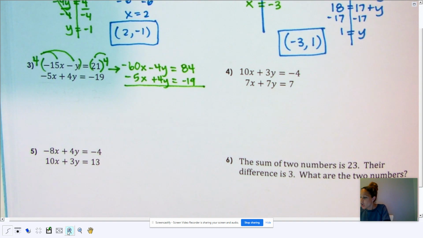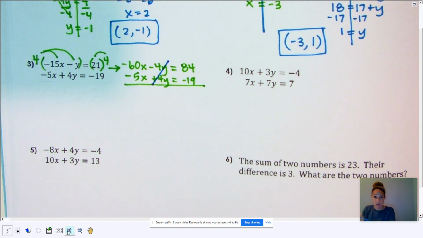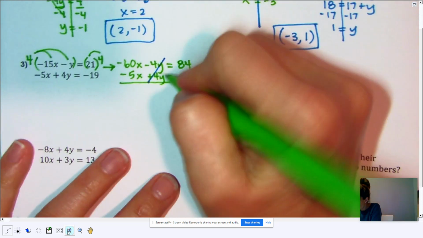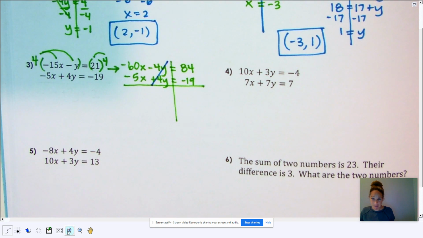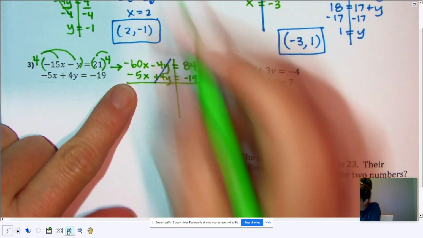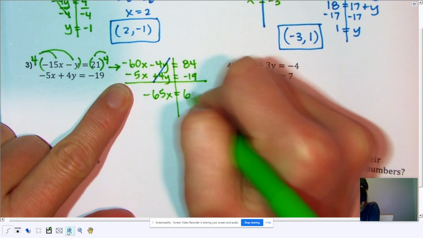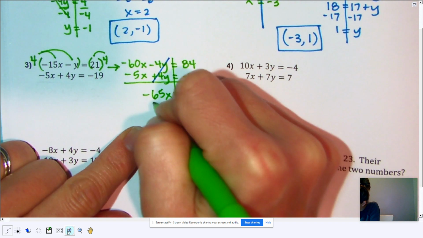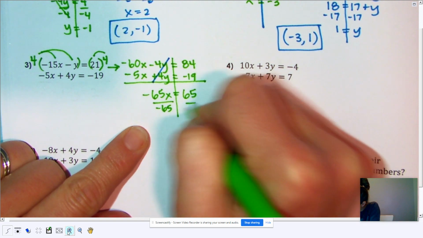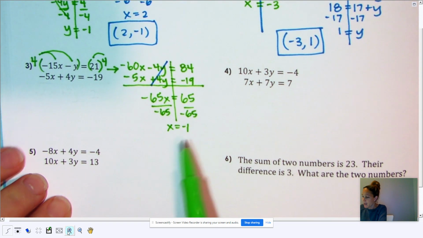Now I know that my y's are going to eliminate. It's only helpful in the elimination method if something is actually eliminated. So now I'm going to put negative 60x, negative 5x, so negative 65x is equal to positive 65. So then I'm going to divide by negative 65 on both sides, so I get x is equal to negative 1.